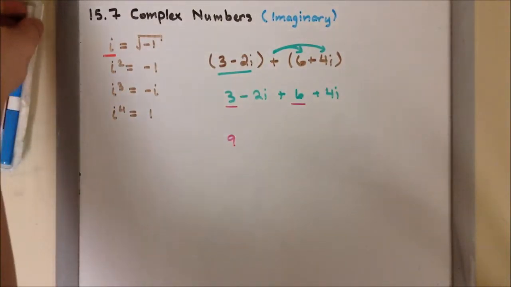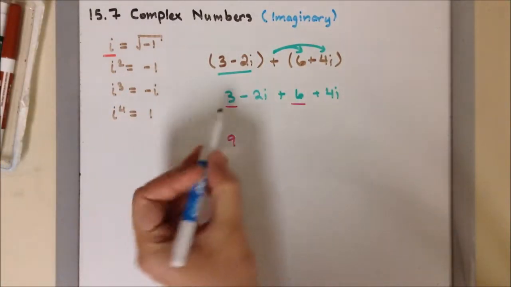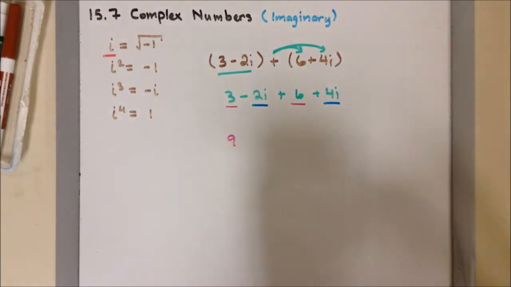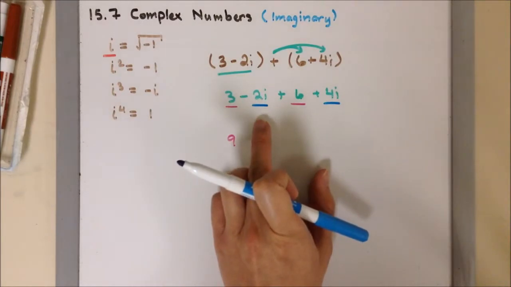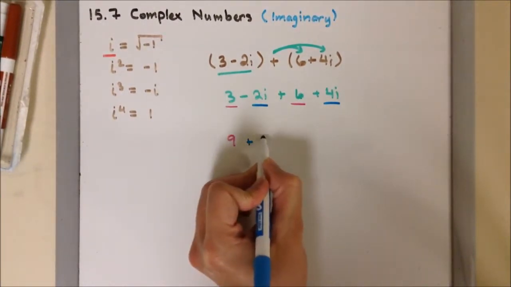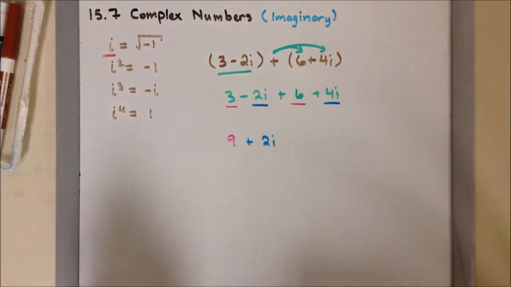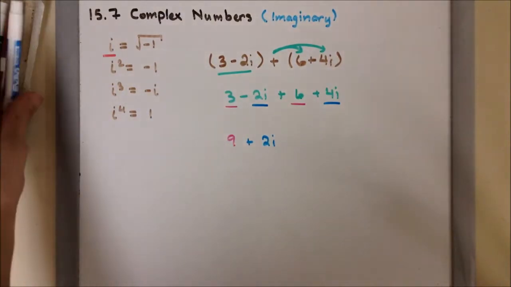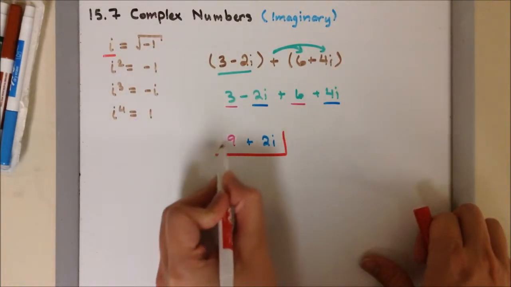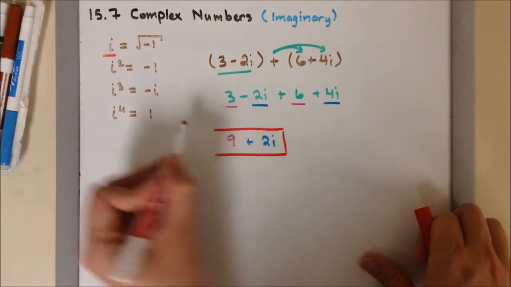And then I'm going to combine my complex number, the i's, together, just like you combining variables. So negative 2i plus 4i, that would be plus 2i. And that will be my final answer. Because you cannot combine real number with complex number, so you leave it in this form.